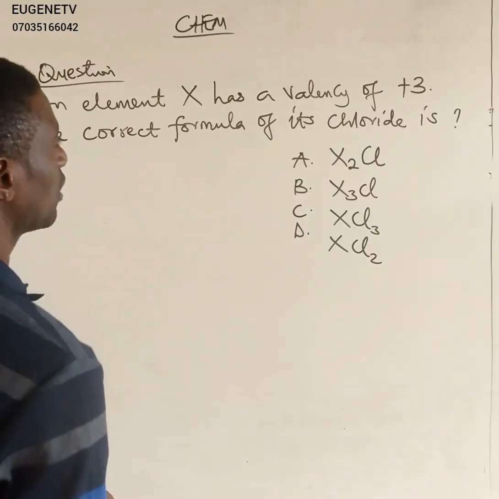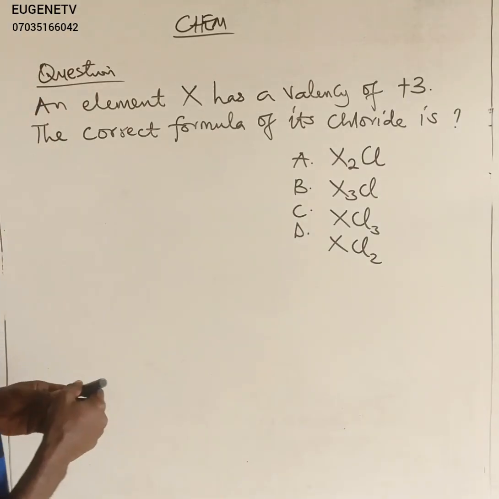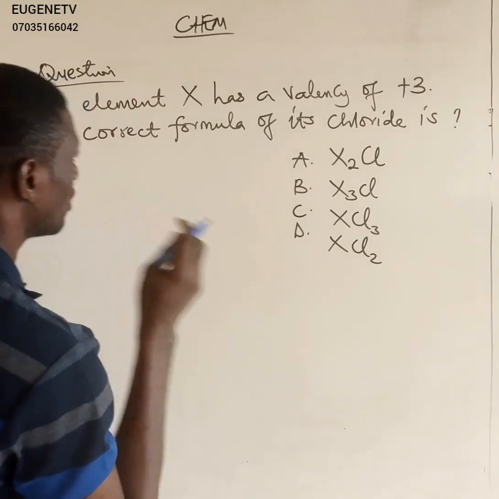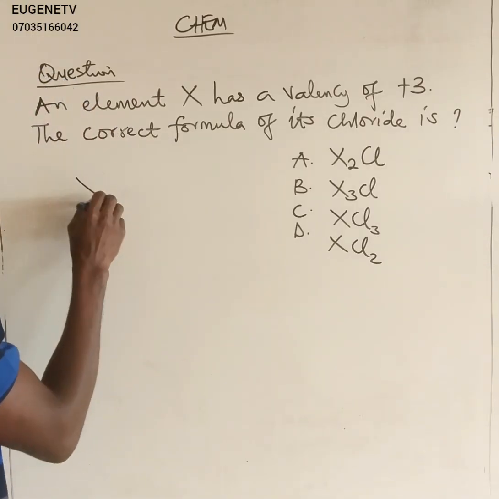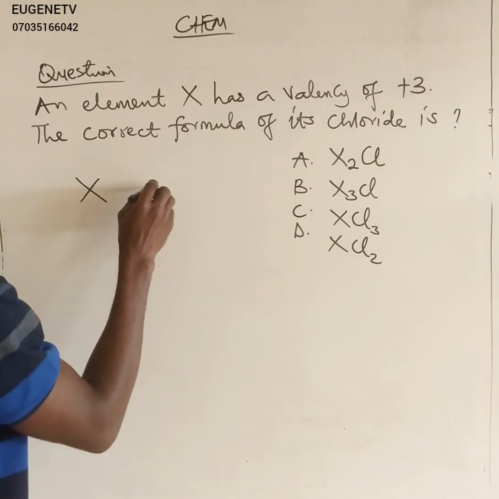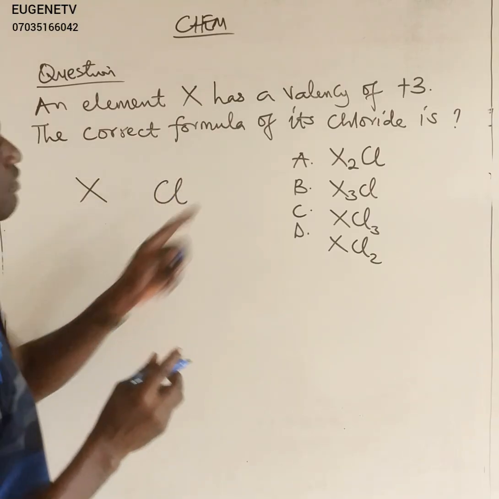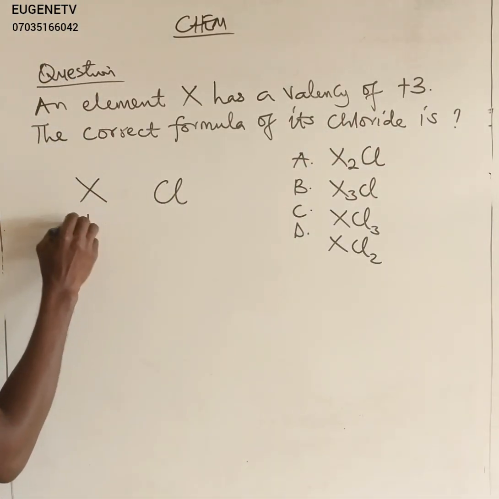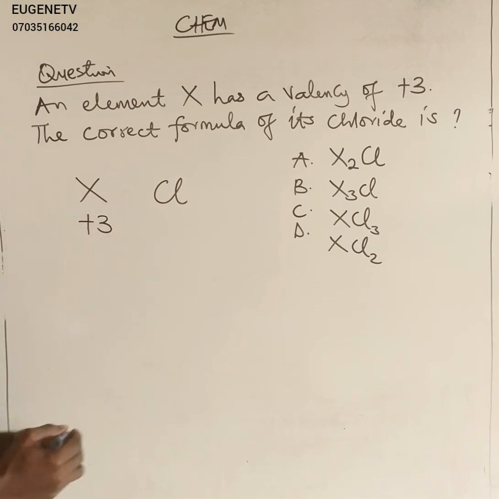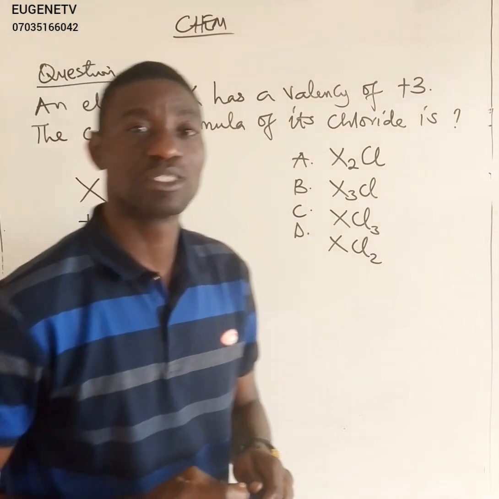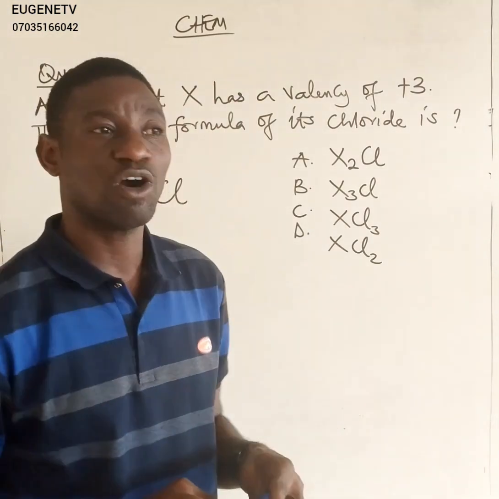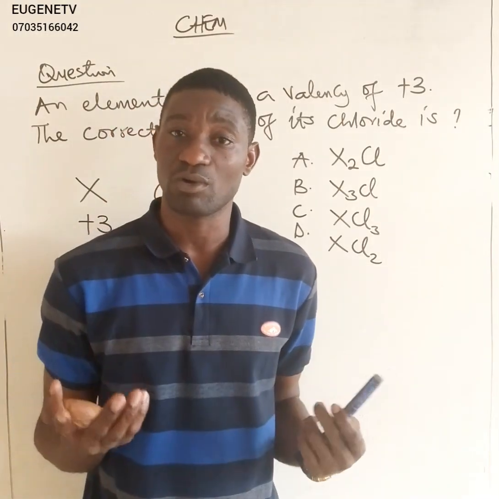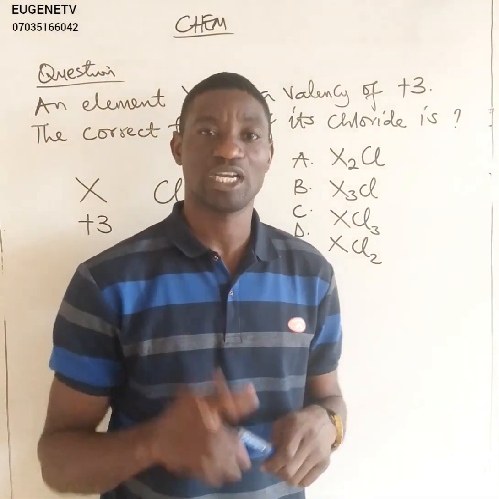Alright. Okay, so the question says valency of +3 and what is going to be the chloride. Now let us see, the element is X, and of course chlorine is also there. The question tells us that the valency of X is +3. We should know that chlorine is in group 7 of the periodic table. All the group 7 elements will carry a valency of -1 because they require one electron to complete the outermost shell to achieve stability.